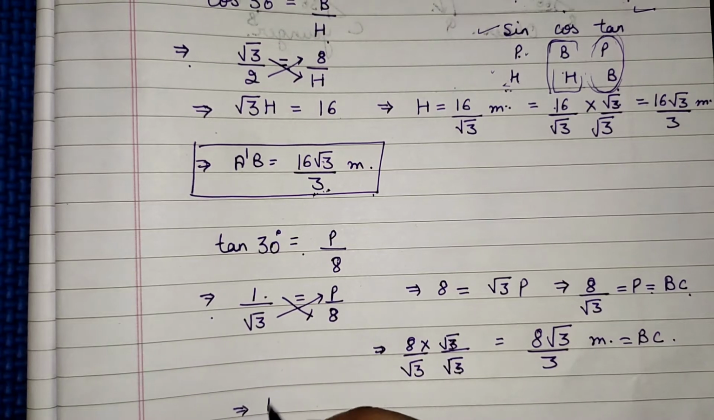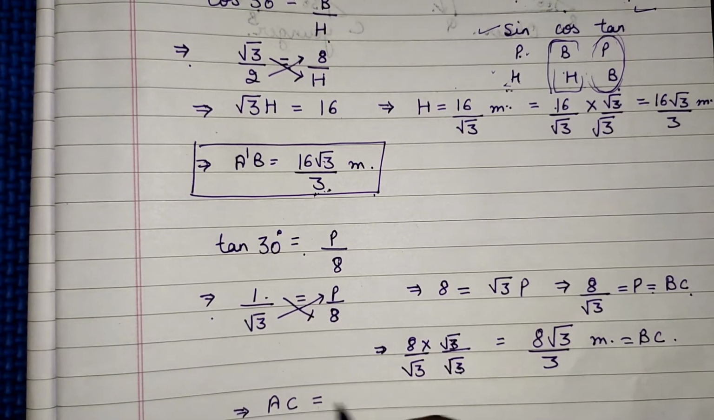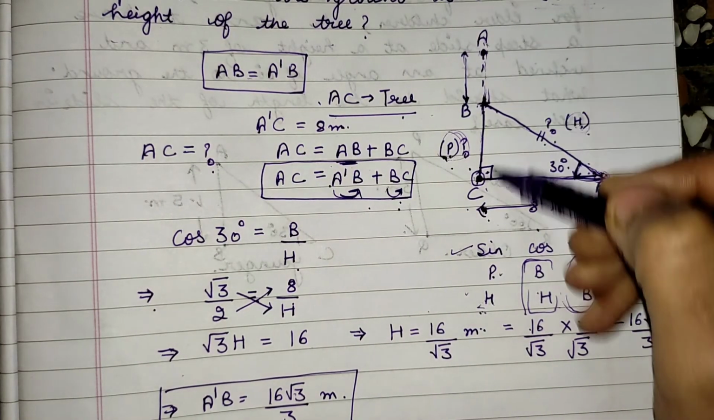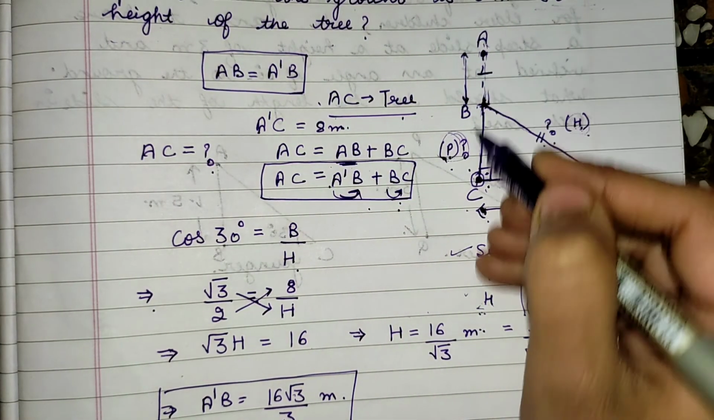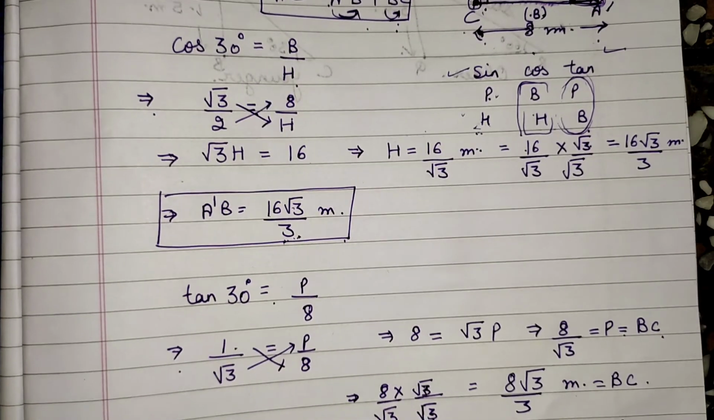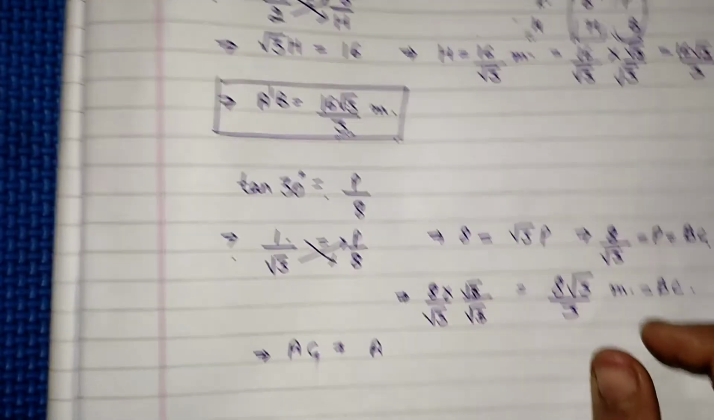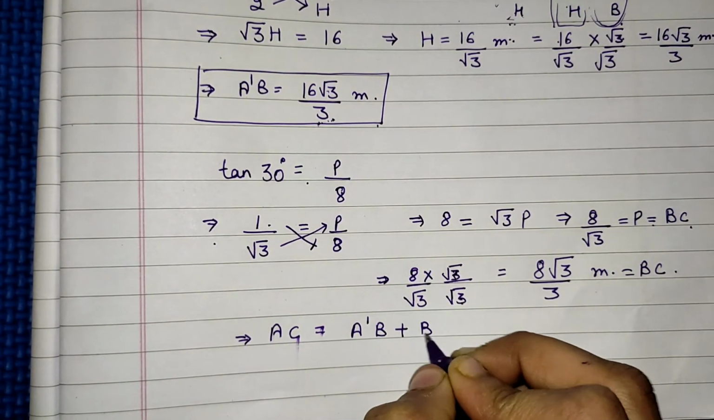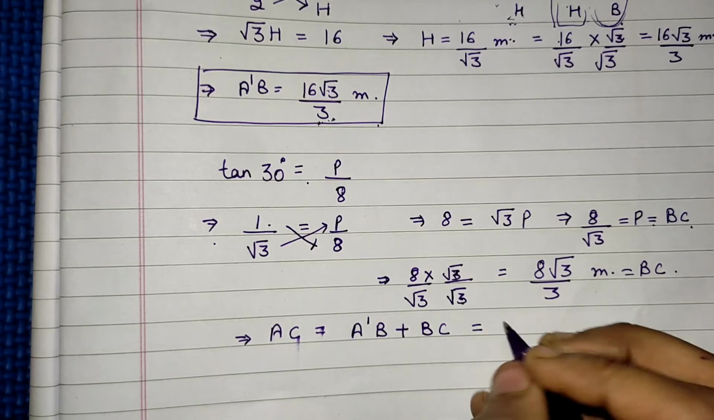Okay, so do not leave your answer like this, because you have to find out this complete height AC. Okay, but we have found out the two parts AB and BC. So do the addition and write down your final answer in the exam. A dash B plus BC. So A dash B is what?